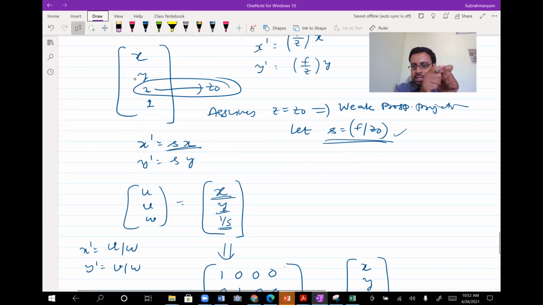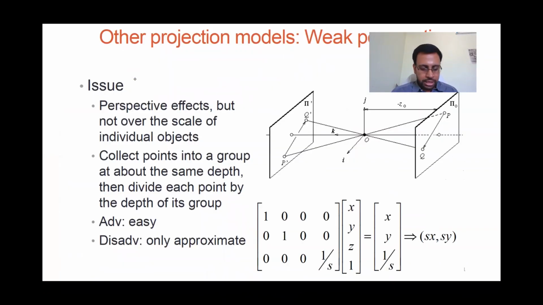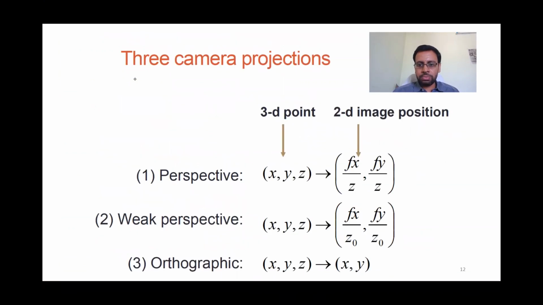Z naught is the distance from the center of projection to your image plane. Z naught is the distance from the center of projection to the object. That's all. Okay.